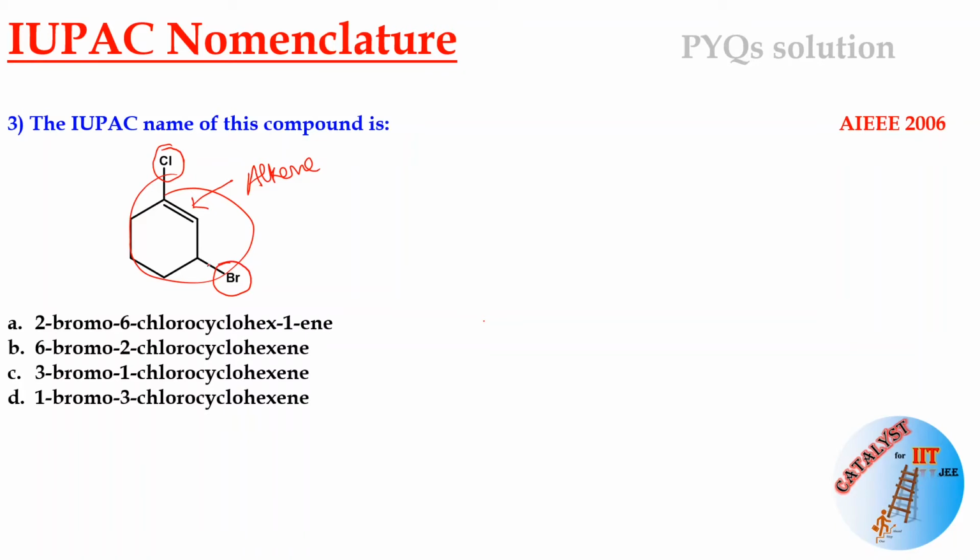So according to priority order, you have to give first priority to your double bond, then your halide. In halides you have to give first priority to chloro, then bromo. Okay, bromo. Then in alphabetical order, when you write chloro and bromo, B comes before C. Right, now we will start numbering your parent chain.